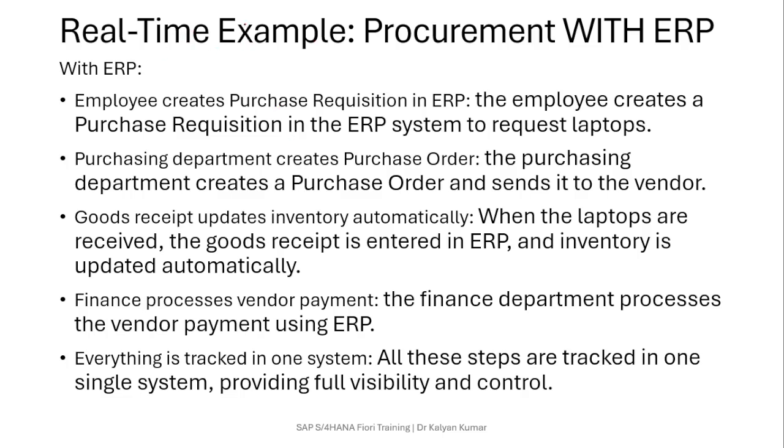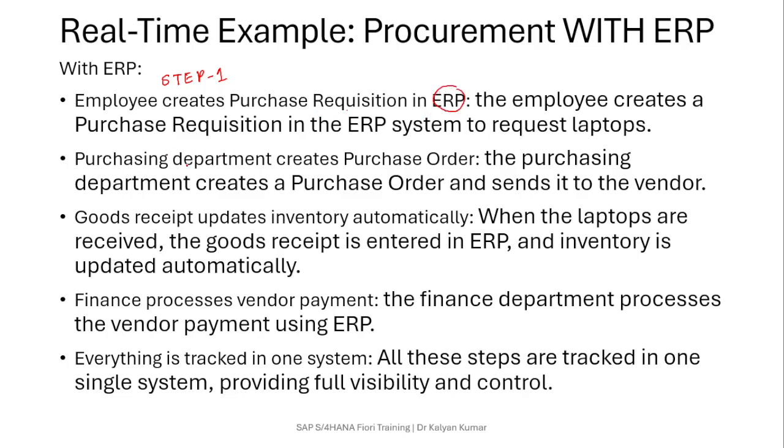Next, real-time example: procurement with an ERP system. Say for example, we do the same laptop purchasing process with the help of ERP software. Then this entire process takes place step by step. What is step number 1? Employees create a purchase requisition in ERP. The employees create a purchase requisition in the ERP system to request laptops. If the employees need laptops for their day-to-day activities in an organization, the first thing is they raise a purchase requisition, and they raise it officially through ERP software.